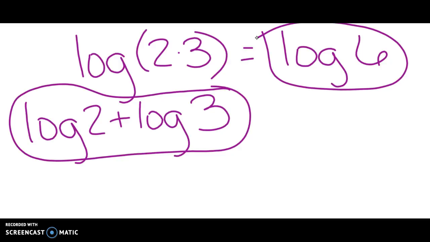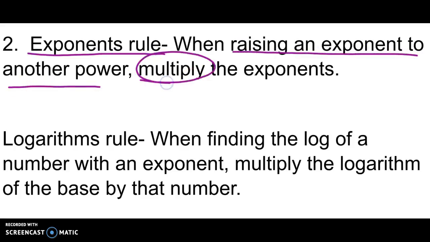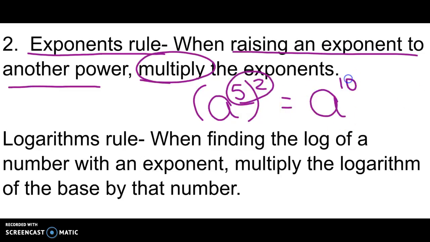All right, let's try another property. Here's the exponents rule. When you raise an exponent to another power, you multiply the exponents. It's basically saying, let's say we have a to the 5th power, and let's say we're going to raise this to the 2nd power. This is going to get multiplied, and we're going to get a to the 10th power.